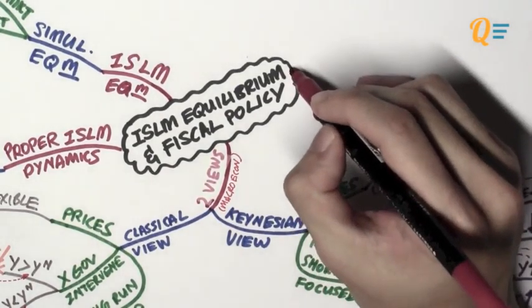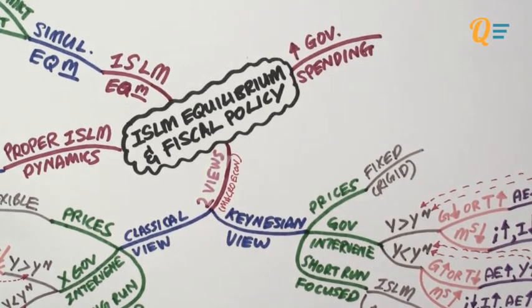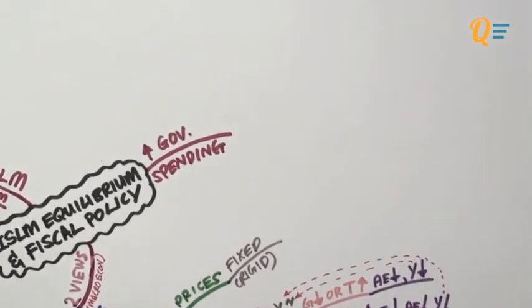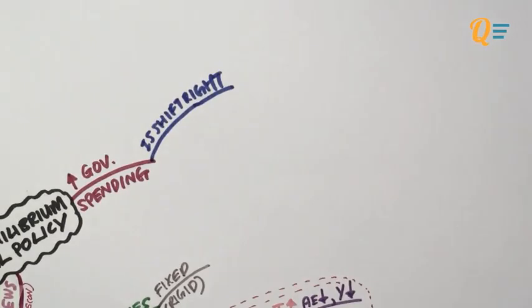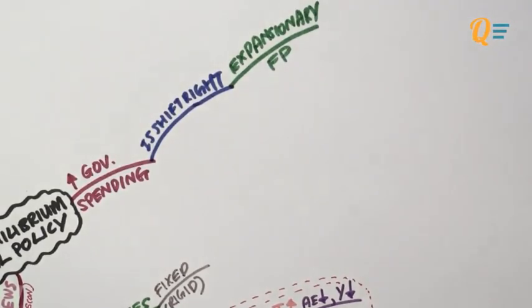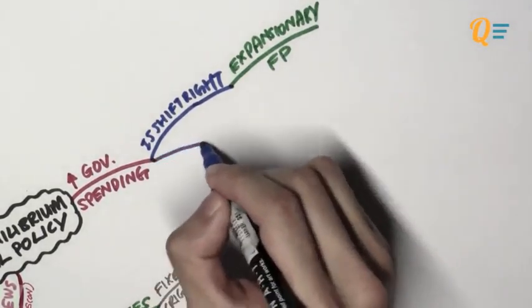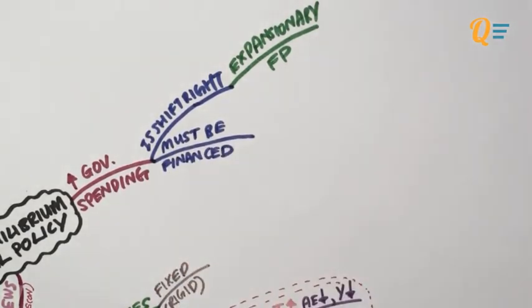Alright, so let me bring your attention to the last branch of this mind map. We're going to talk about increasing government spending. This is an expansionary fiscal policy. When the government increases its spending, we expect the IS curve to shift right. Because of this rightward shift, it is an expansionary fiscal policy. It's going to expand the economy. But for the government to spend, this increase in spending must be financed. They've got to get the money from somewhere to spend. They can't just spend for free. So there are actually three ways which they can raise funding for their spending.